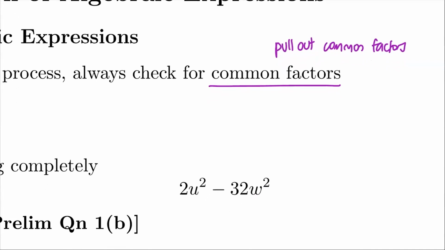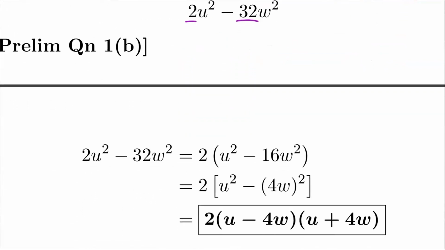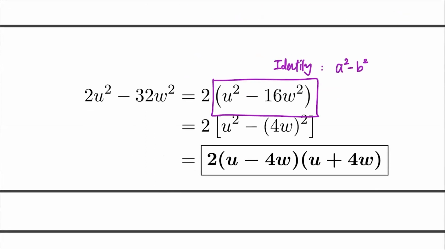So let's look at an example. 2u squared minus 32w squared. Notice the 2 and the 32, they have the same 2. When we factorize it out, we get u squared minus 16w squared. And then this thing here is an identity, which is the a squared minus b squared algebraic identity. And we of course get 2 times u plus 4w, u minus 4w.